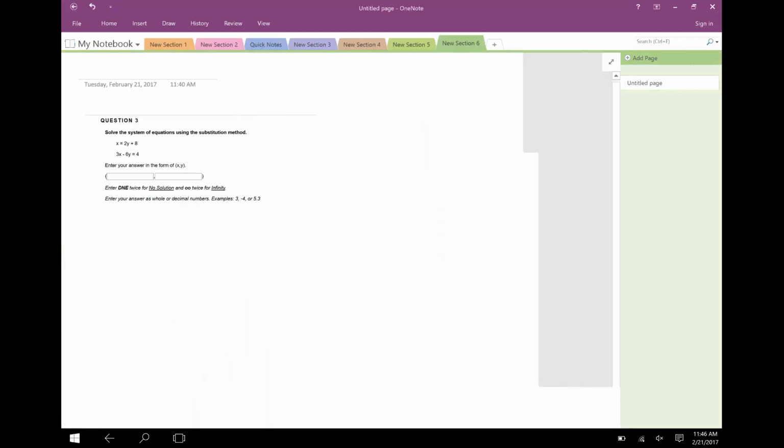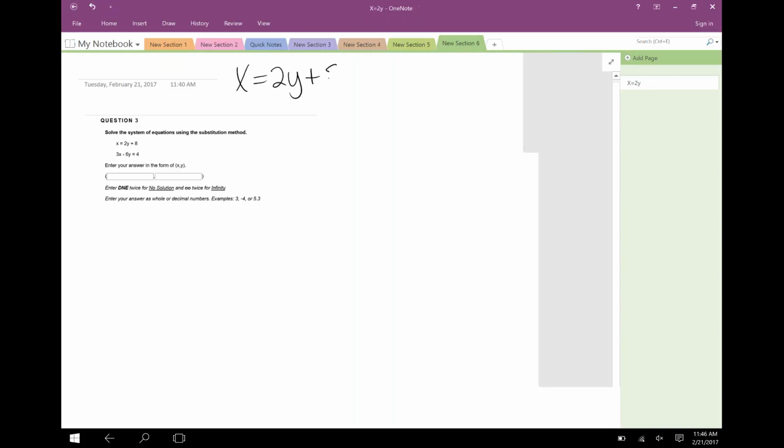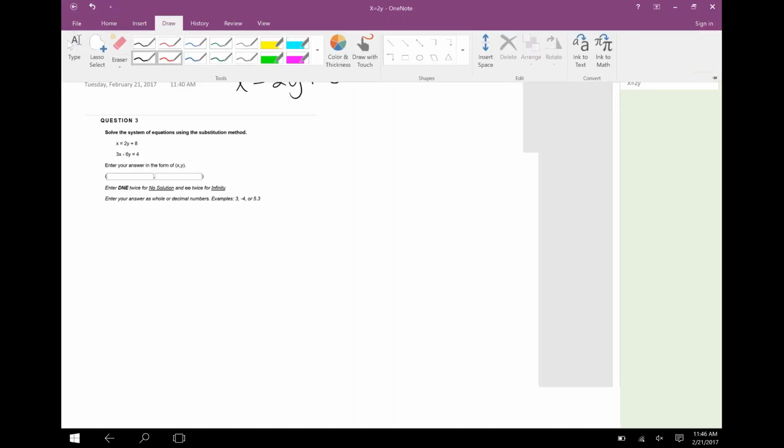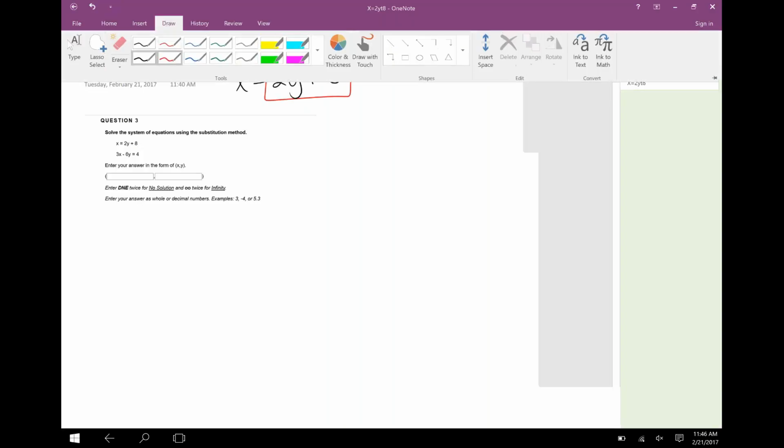Okay. So the next problem we're going to solve by using the substitution method. So for the substitution method, you want to make one of your equations equal to a variable, isolate one variable. And if you're lucky, one of them is already isolated, which is the case here. So we have x equals 2y plus 8 and 3x minus 6y equals 4. So we actually already have an equation that is solved for a variable, and that's x. So we're going to take what x equals, 2y plus 8, and then plug it into the other equation.